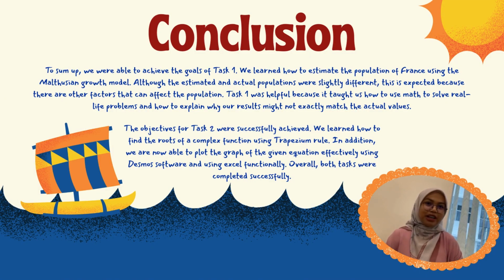To sum up, we were able to achieve the goals of Task 1. We learned how to estimate the population of Bermuda using the Malthusian growth model. Although the estimated and actual populations were slightly different, this is expected because there are other factors that can affect the population. Task 1 was helpful because it taught us how to use math to solve real-life problems and how to explain why our results might not exactly match the actual values.